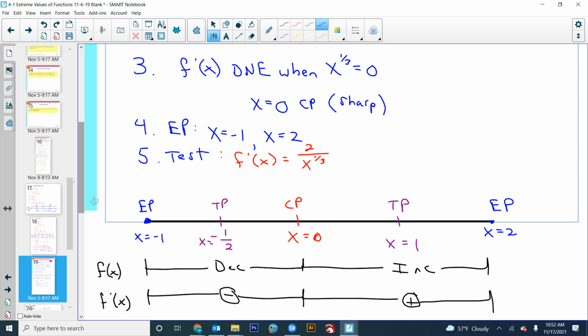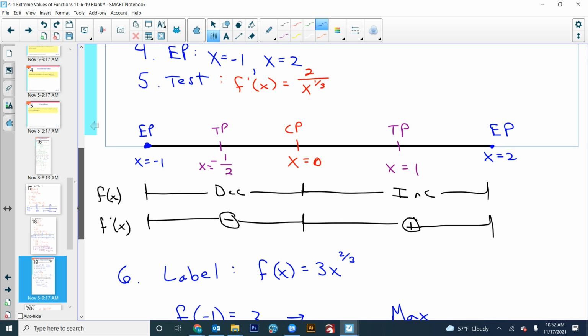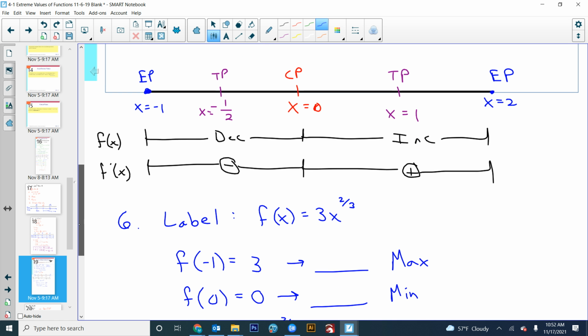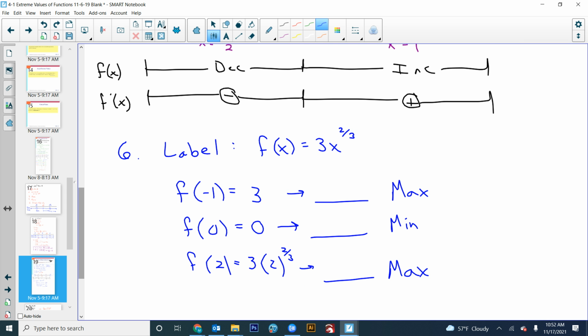Endpoints? Step 4 is there just to help you consider them. Just remind yourself that they need to be considered. Line them up. Test. Questions on the test? Awesome. Now, labeling. Without a calculator, you're going to have to just kind of decide. All right? I know f of negative 1 is 3, f of 0 is 0, and f of 2 is 3 times 2 to the 2/3.